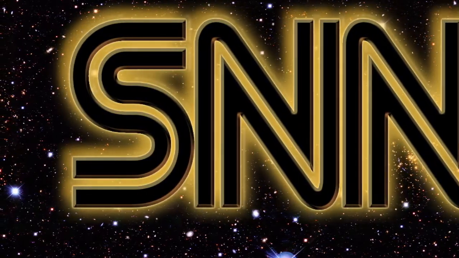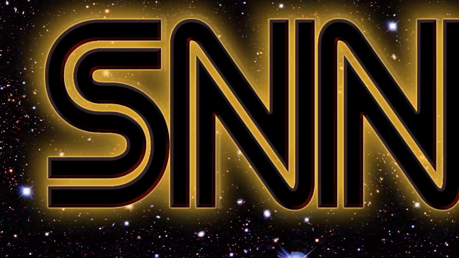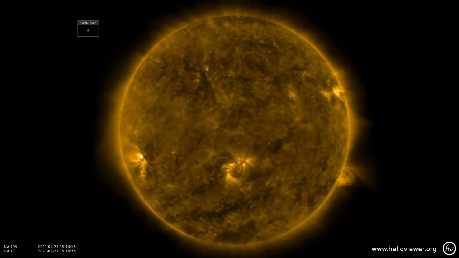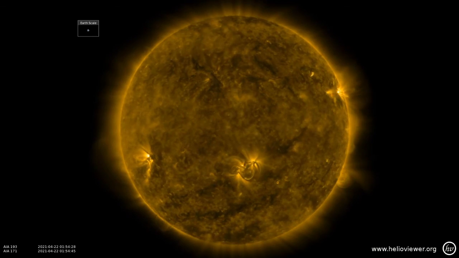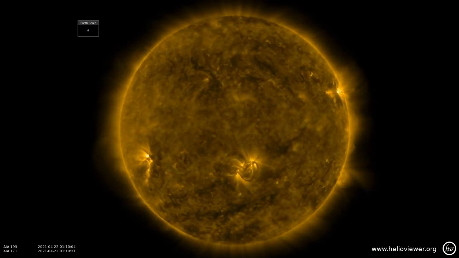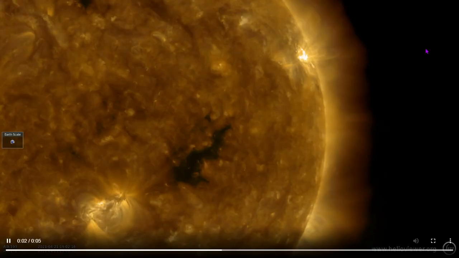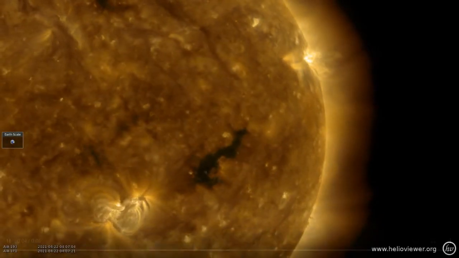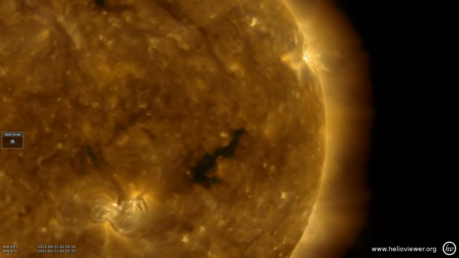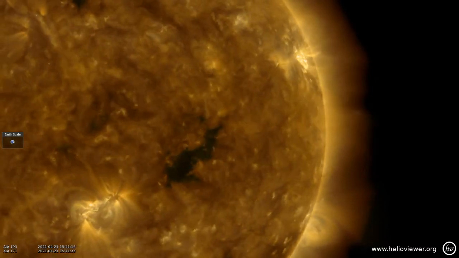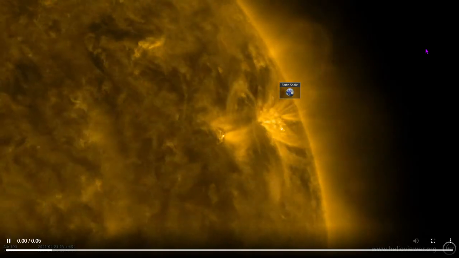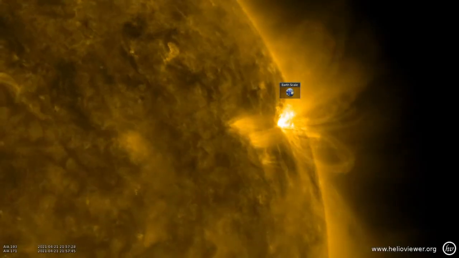And we'll close things out by looking at the sun in 171 angstroms. Great view of the solar flare coming out of sunspot 2816, right in the Earth-facing zone there. And here's the western limb in two wavelengths, 193 and 171. And here's a close-up of sunspot 2817.